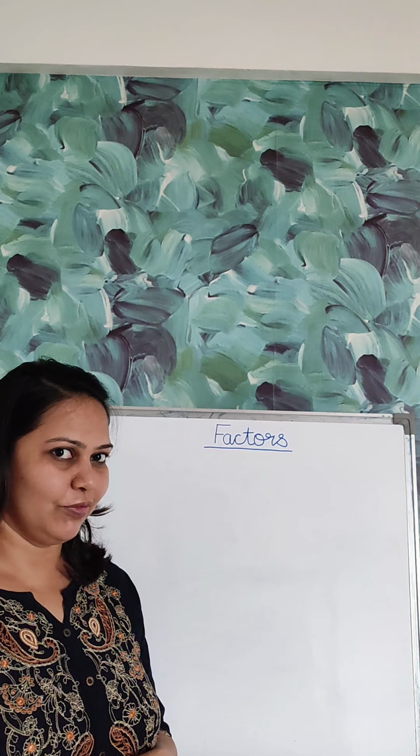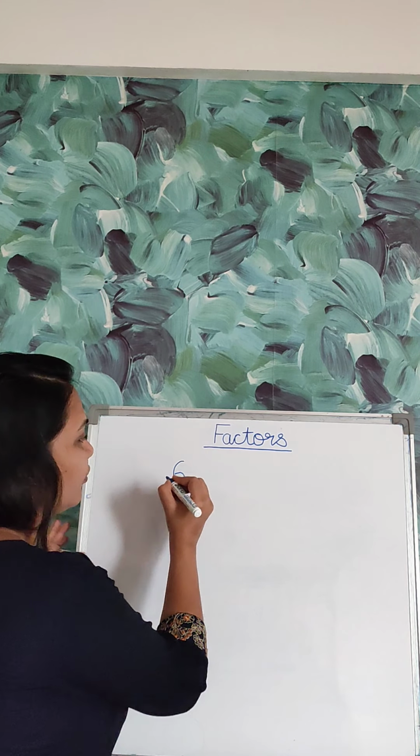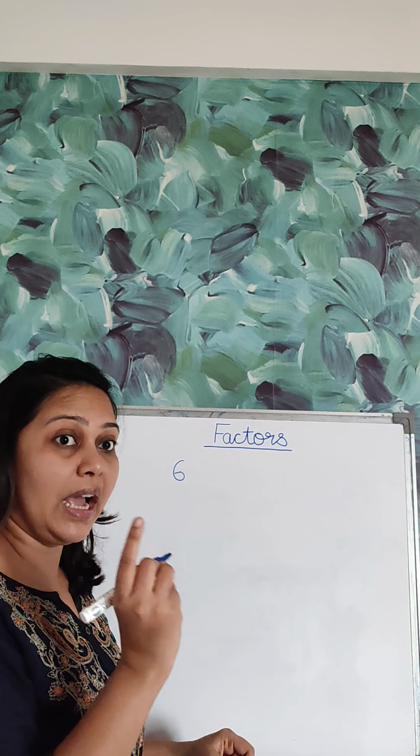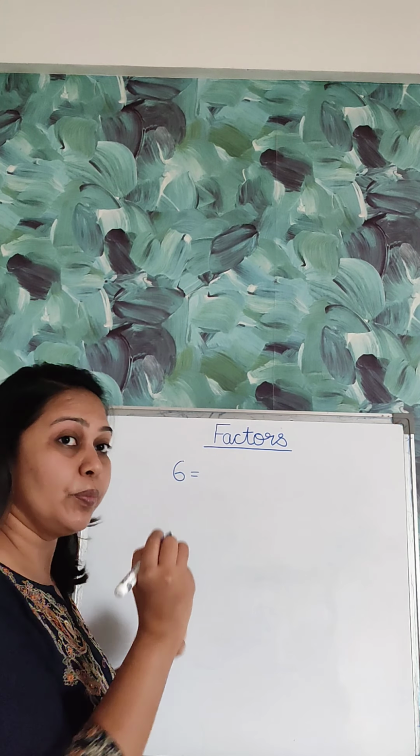So in this video, we are going to talk about factors. I will let you know how to find out all the factors of any number without making any mistake, very easily. So we all know, suppose we have to find the factors of 6. We have to find the pair of numbers whose product should be equal to 6.